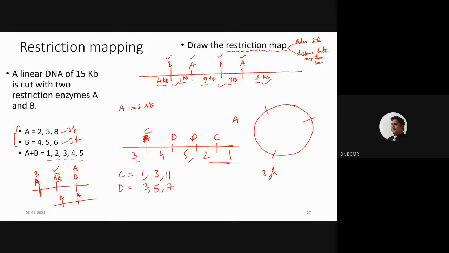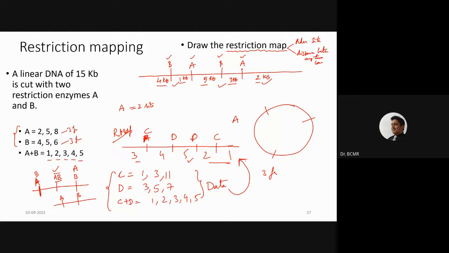So if I cut it with C and D, what would I get? I will get 1, 2, 3, 4, and 5. I'm just putting them in ascending order. So this is the restriction map data, and this is what you will get. This is a good puzzle because if I give you this data, can you construct the restriction map?